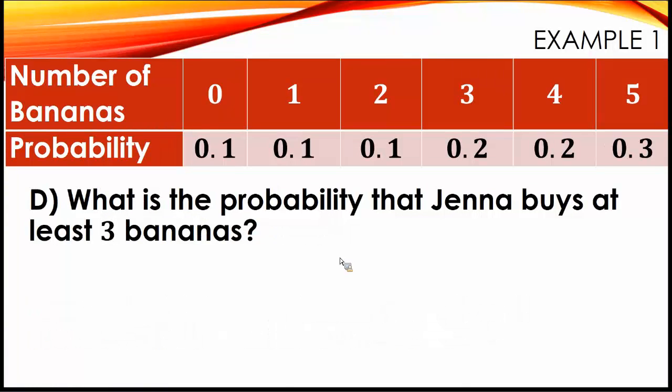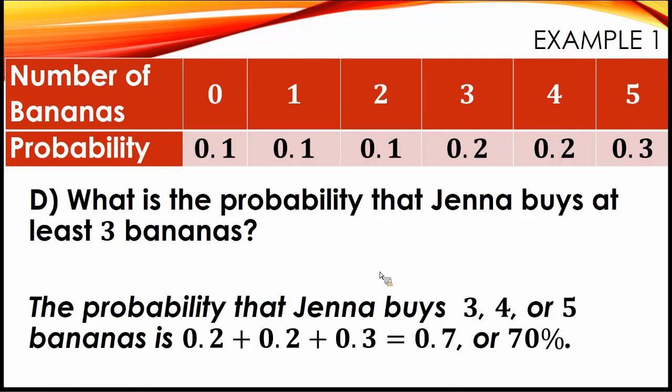Part D, what is the probability that Jenna buys at least 3 bananas? Well, we're going to add up the probabilities for when Jenna buys 3, 4, or 5, and we find a grand total of 70%, or 0.7.